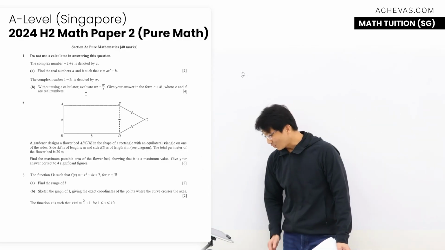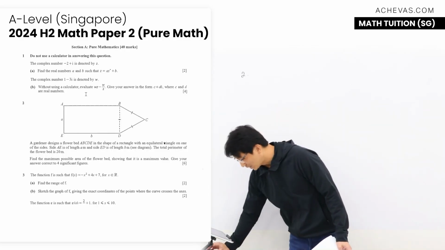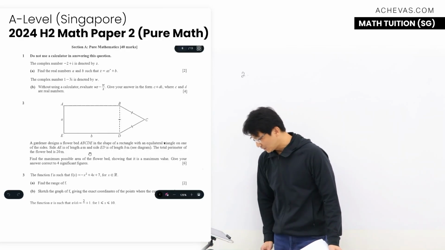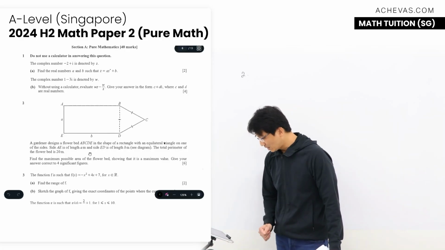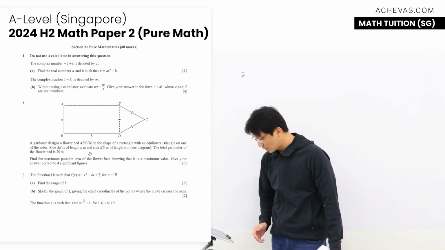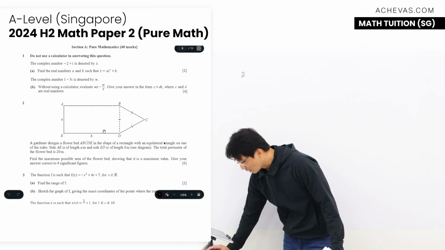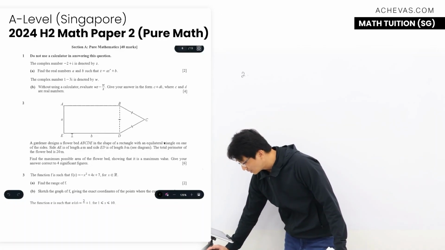Alright, let's take a look at question number 2. A gardener designs a flower bed ABCDE in the shape of a rectangle and an equilateral triangle shown above. We have the side AE given to be a and side ED to be b, and the total perimeter is 20. Find the maximum possible area of the flower bed, showing that it is a maximum value.